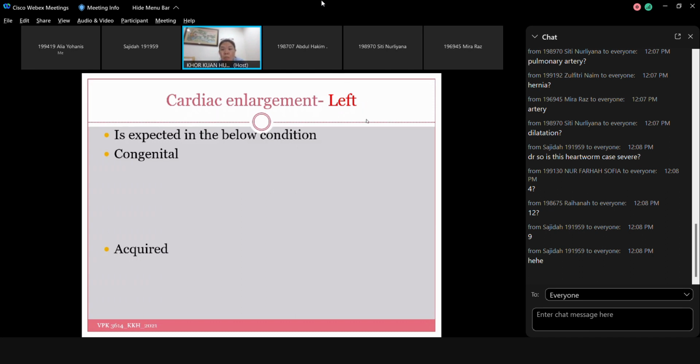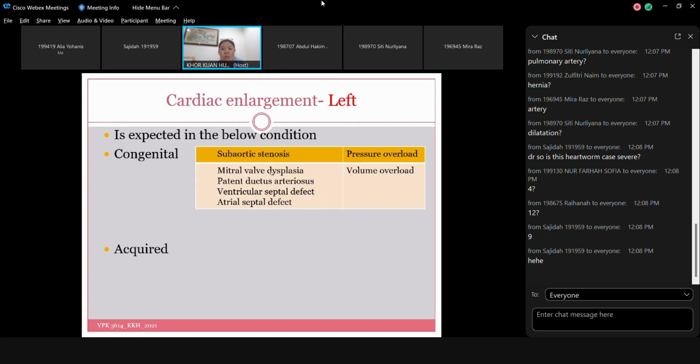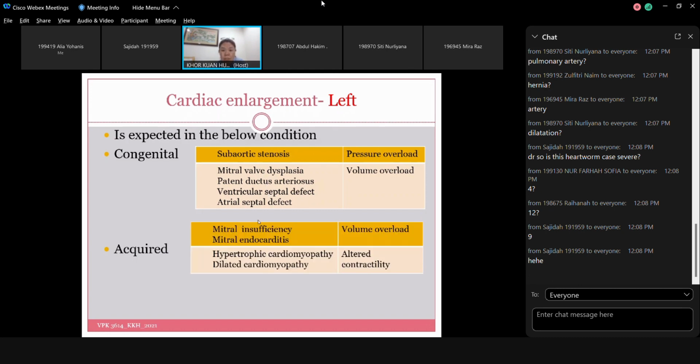All right, let's move to left-sided. Congenital disease: mitral valve dysplasia, PDA, ventricular septal defect, atrial septal defect, volume overload. If it is pressure overload, subaortic stenosis. If it is acquired disease, volume overload: mitral valve insufficiency, mitral valve endocarditis. If there's altered contractility: hypertrophic cardiomyopathy and dilated cardiomyopathy, HCM and DCM.